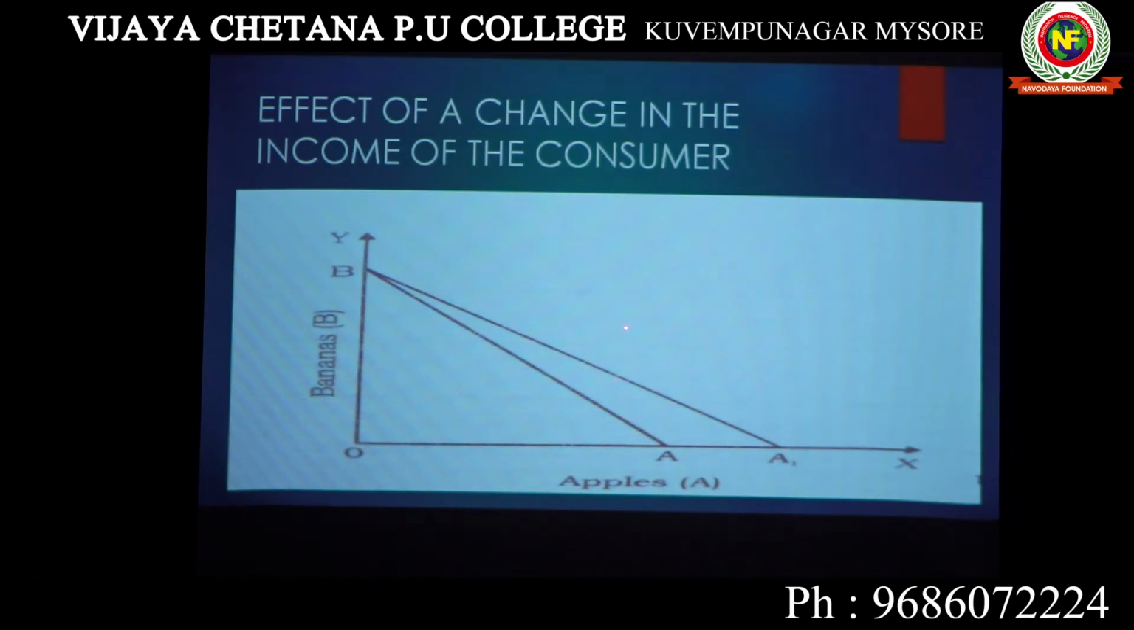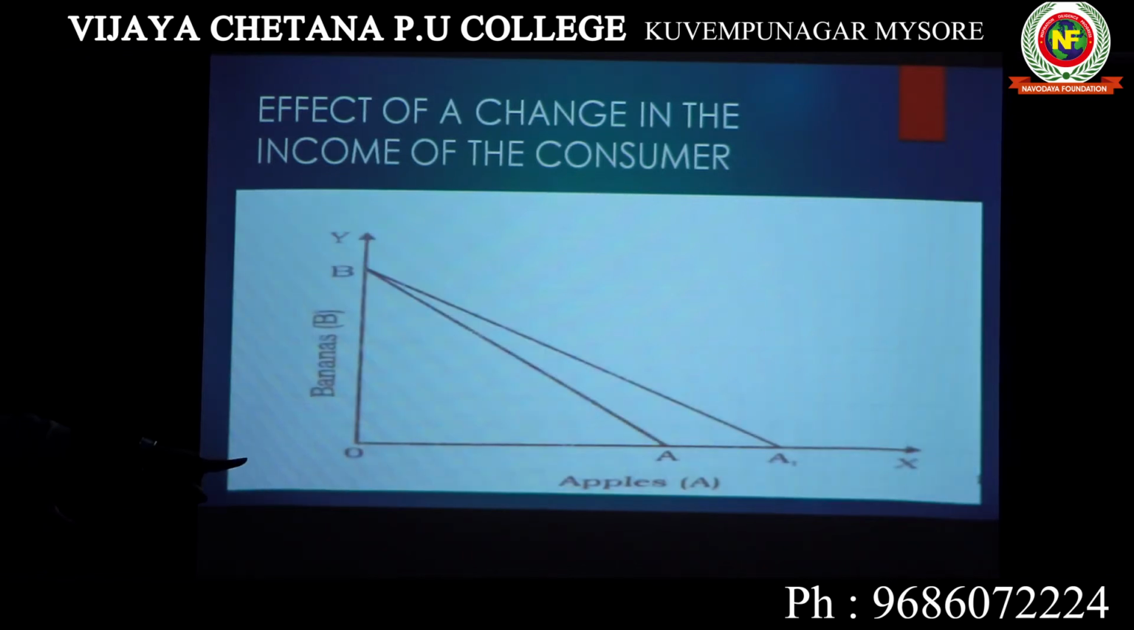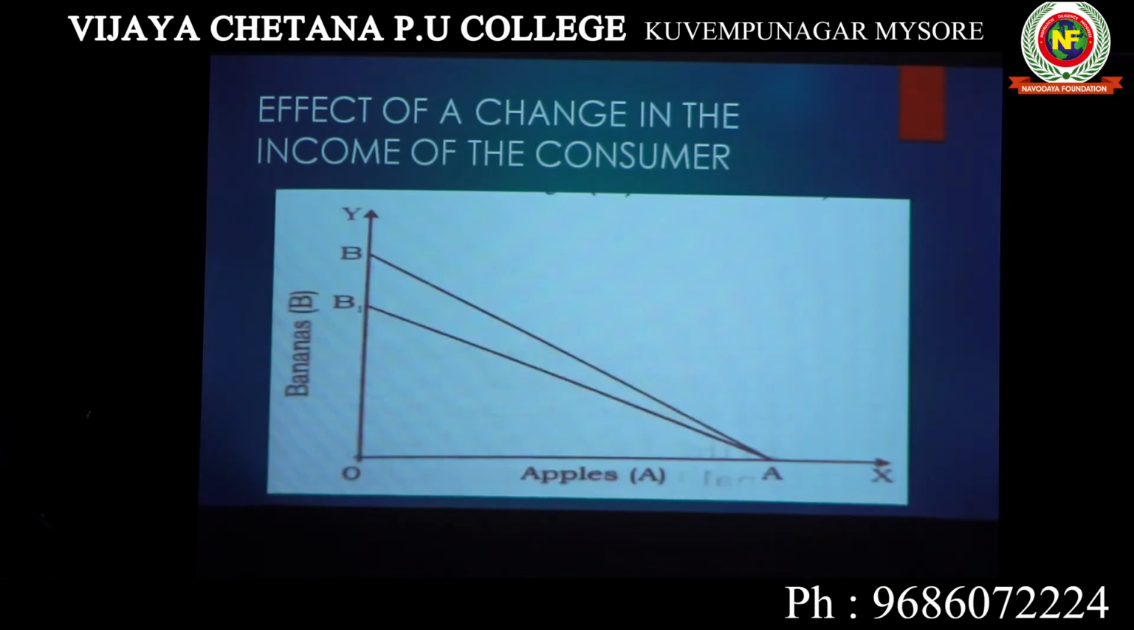This is the effect of income, meaning real income, the effect on real income because of a change in price. Let us see here. In the previous slide we saw that the apple price changed. In this slide we see that the banana price has changed. Banana price has gone up. That's why, see here, B1 means the new budget line. Banana's price has increased. That's why he has now reduced his purchase of banana.